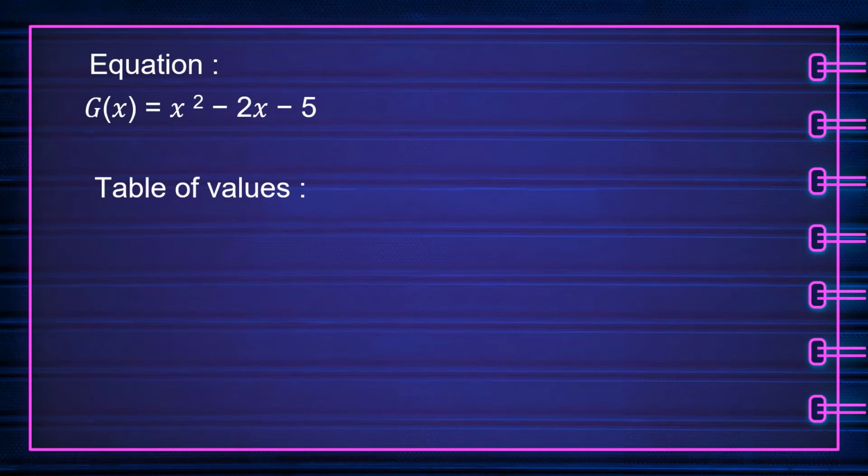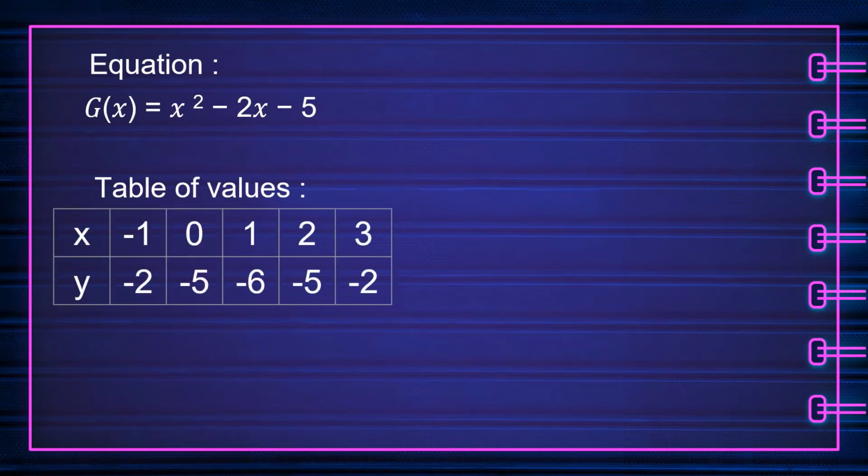So this is now the quadratic function in an equation. So g of x equals x squared minus 2x minus 5. And represented as a table of values, we have x: negative 1, 0, 1, 2, and 3. And for the values of y, we have negative 2, negative 5, negative 6, negative 5, and negative 2.